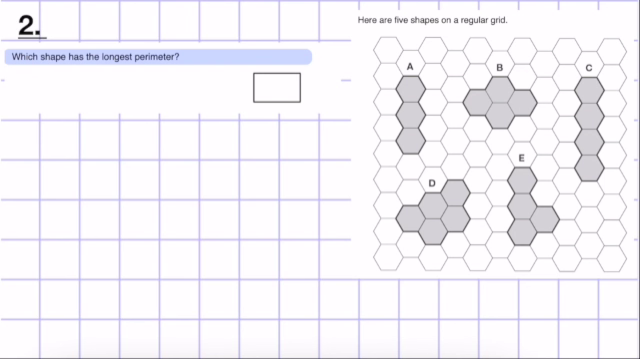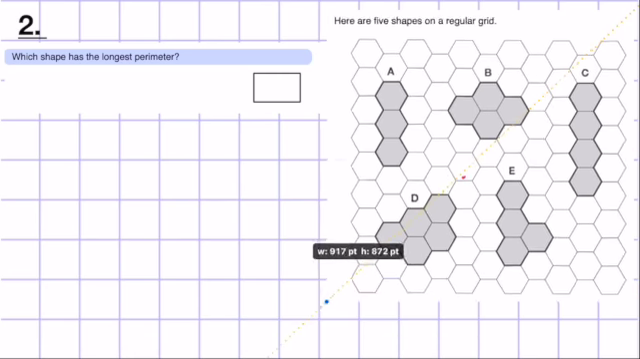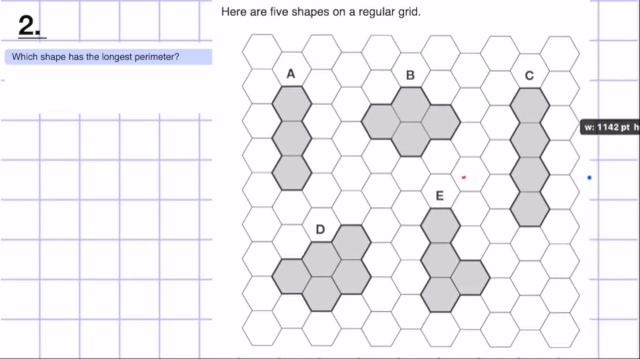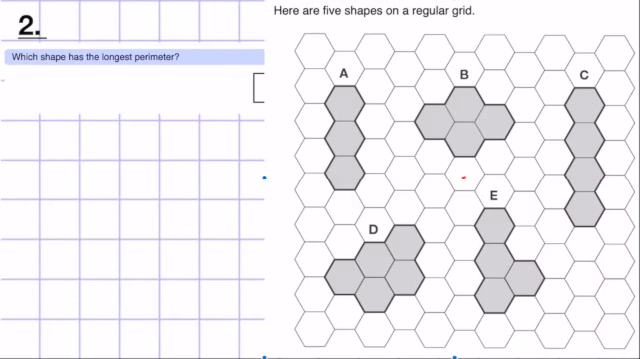Question 2. Here are 5 shapes on a regular grid. So, what we need to do, I'm just going to make this bit bigger. There we are. Here are 5 shapes on a regular grid. Which shape has the longest perimeter? So which one of those shapes has the longest perimeter? You have a think about that. Press pause. You may need to go to the doc to see this particular question, and then we'll go through the answer together.